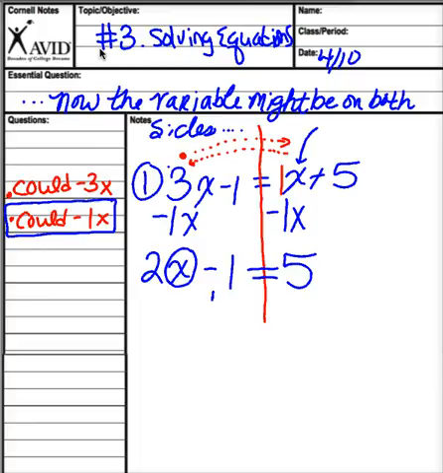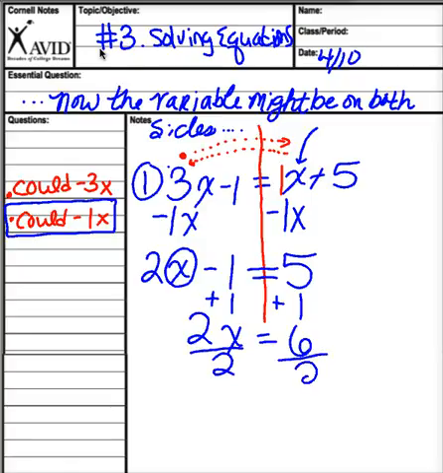So now I just move my 1 over by doing the opposite of subtraction, which is addition. I get 2x is equal to 6. And now I get rid of the 2. This is 2 times x, so I divide both sides by 2. Again, I'm doing the opposite operation. These cancel. 6 divided by 2 is 3.